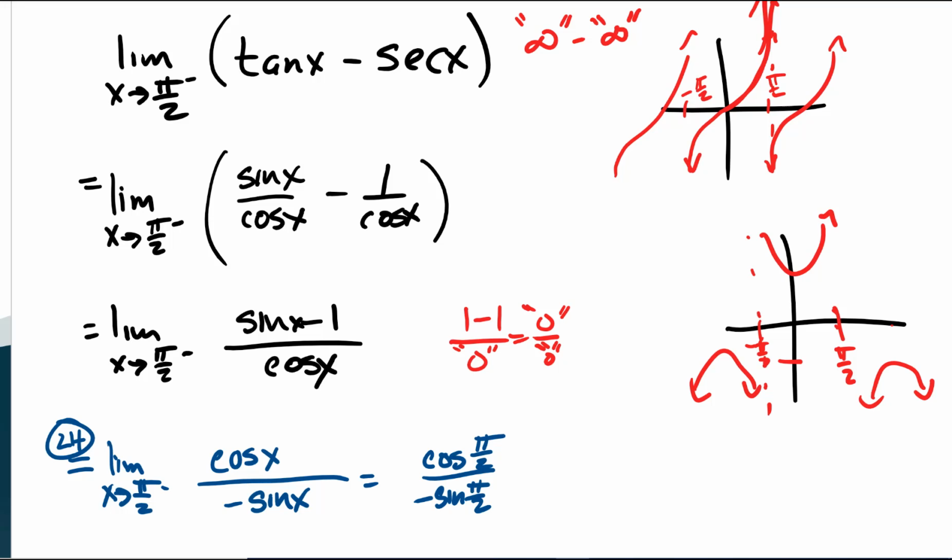I knew we could plug this thing in because I know cosine and sine. Cosine of all odd multiples of pi over 2 is equal to 0. Sine of all odd multiples of pi over 2 does not equal 0. Sine of positive pi over 2 equals 1. So we get negative 1 down below. Doesn't really matter. Our answer is 0.